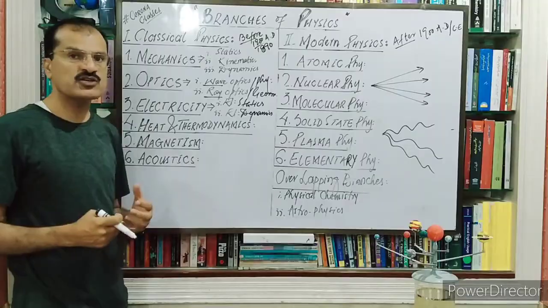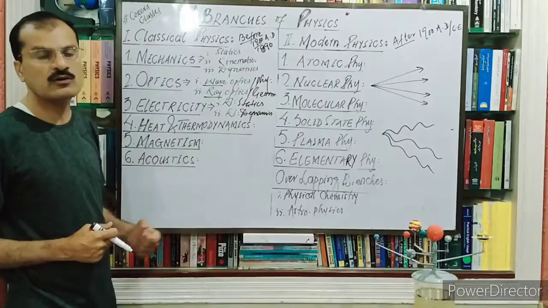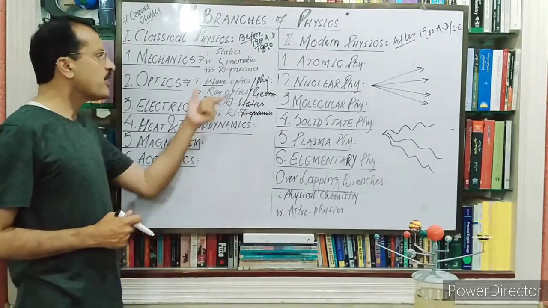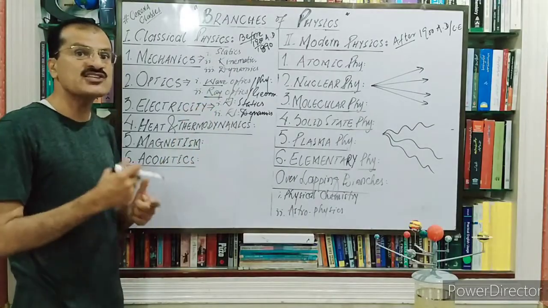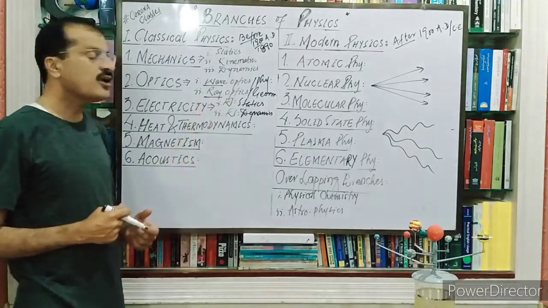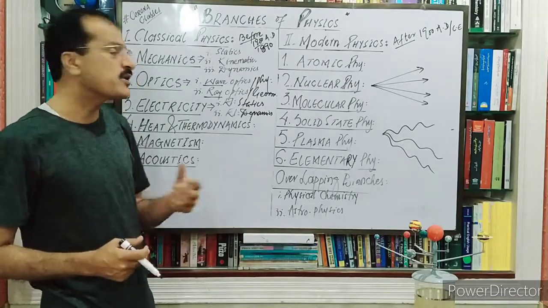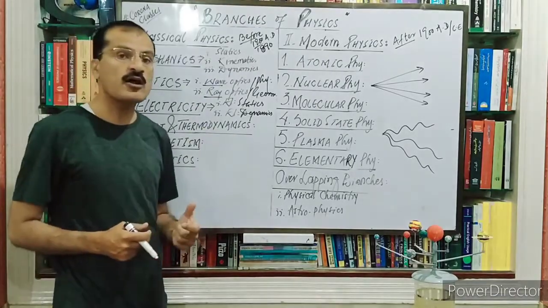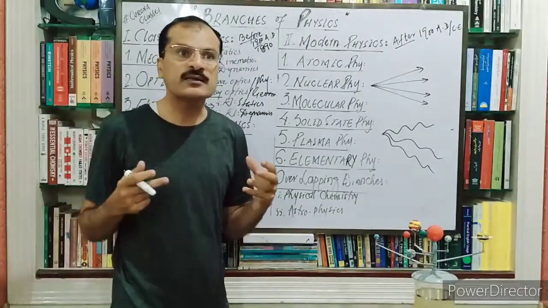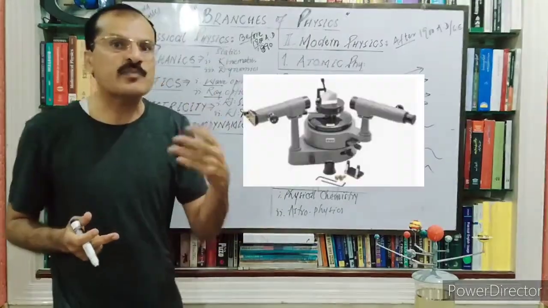Optics means the scientific study of light, and it is divided into two parts: wave optics or physical optics, and ray optics or geometrical optics. In wave optics we study the nature of light, interference, diffraction and polarization. In ray optics we study the refraction and reflection of light. On the basis of ray optics we can understand different optical instruments, like the microscope, telescope, glasses, spectrometer, etc.